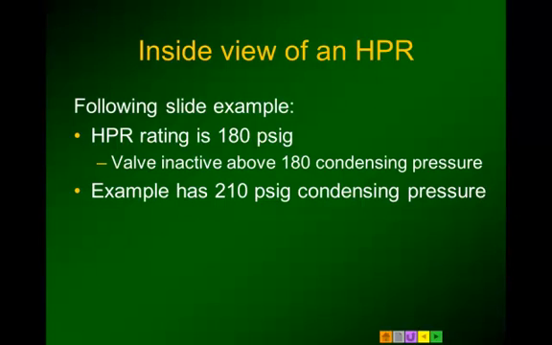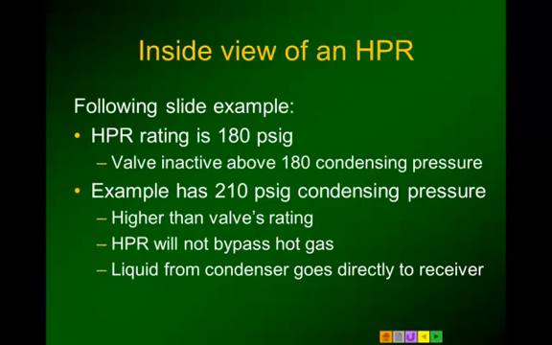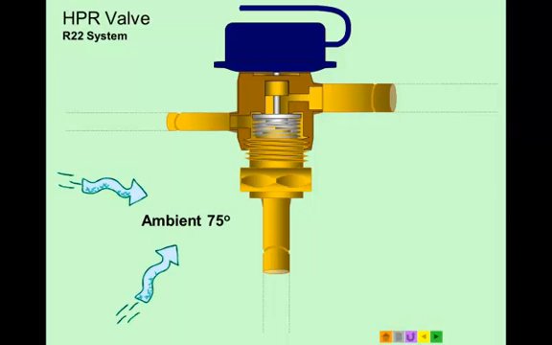In our example, we're going to be looking at 210 psig condensing pressure. That's higher than the valve rating. So the HPR will not bypass any hot gas through itself to the receiver. All of the liquid from the condenser will go directly to the receiver. So here we have 75-degree ambient plus 30 gives us a 105-degree condensing temperature. For R22 would be 210 pounds of pressure.